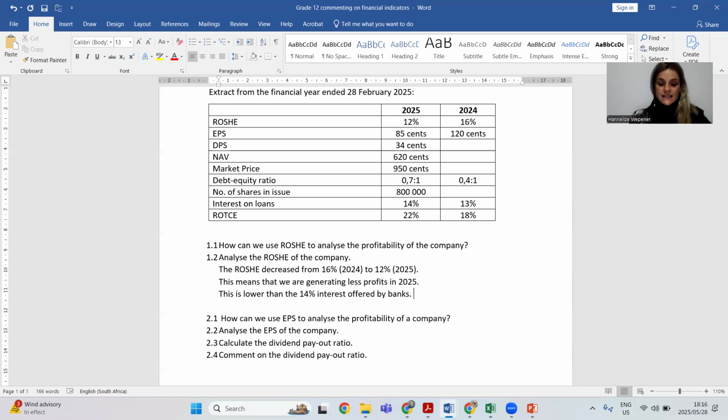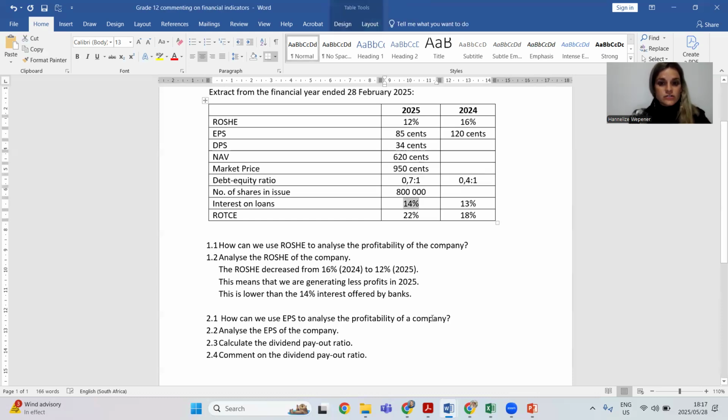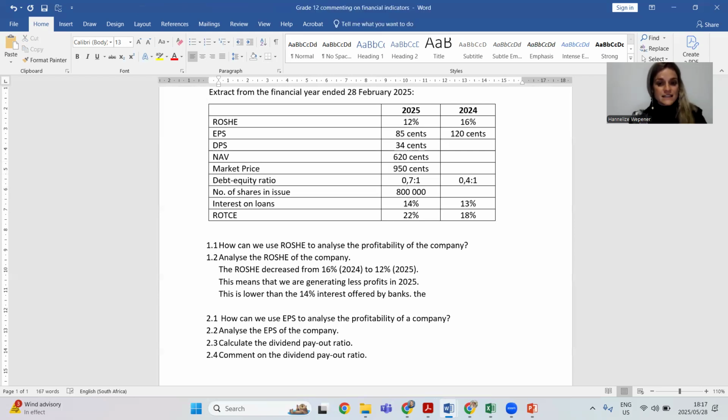Okay, so remember in that previous video where we discussed the ratios in more detail, we said that shareholders can take their money and put it into a fixed deposit at a bank and earn interest. Now, they're saying the interest is more or less 14%. So the shareholders could have taken their money to the bank and earned interest at 14% per annum. Yet they decided to invest in your business. Now your business is only giving them returns of 12%.